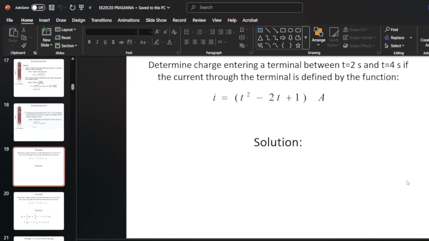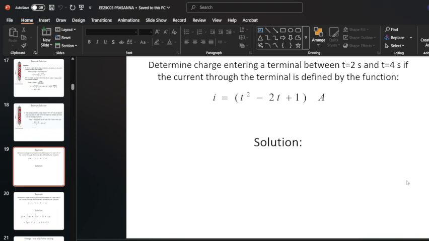Okay, today we have solved one problem. Determine the charge entering a terminal between t equal to 2 seconds and t equal to 4 seconds, if the current through the terminals is defined by the function I equal to t square minus 2t plus 1 ampere.